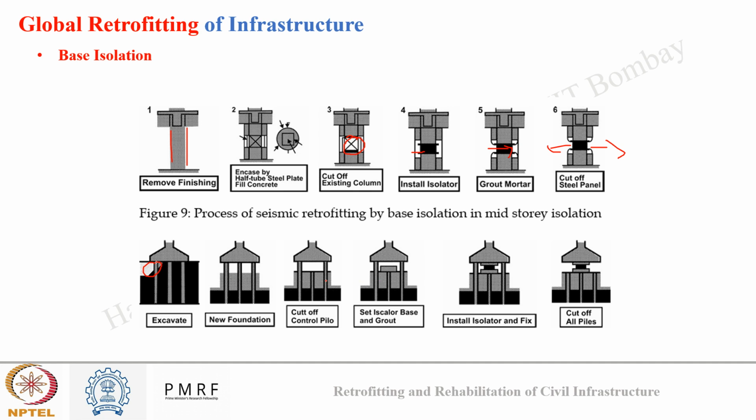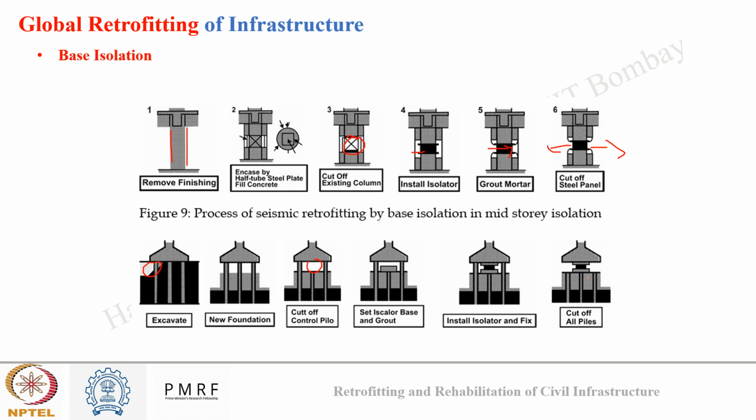Okay, then we'll cut off the central control pile. Then we'll set an escalator, which is a kind of metal plate assembly, over the pile surface. Okay, then we'll set the base isolation pad, and then we'll connect it with the top column again with one more plate assembly. Finally, we'll cut off the remaining piles also and isolate the footing from the above structure.